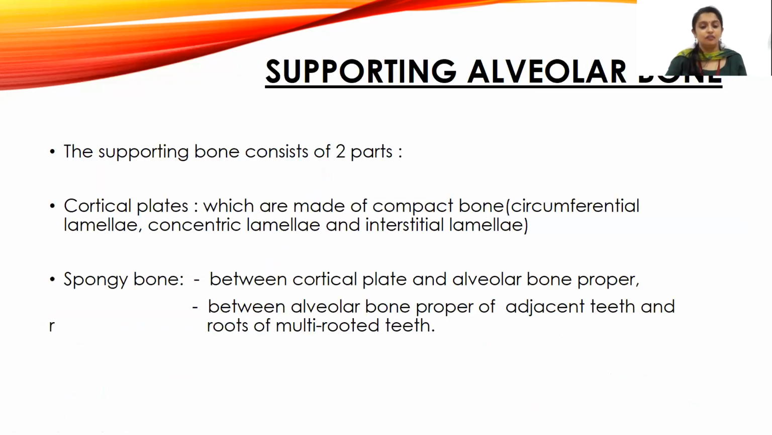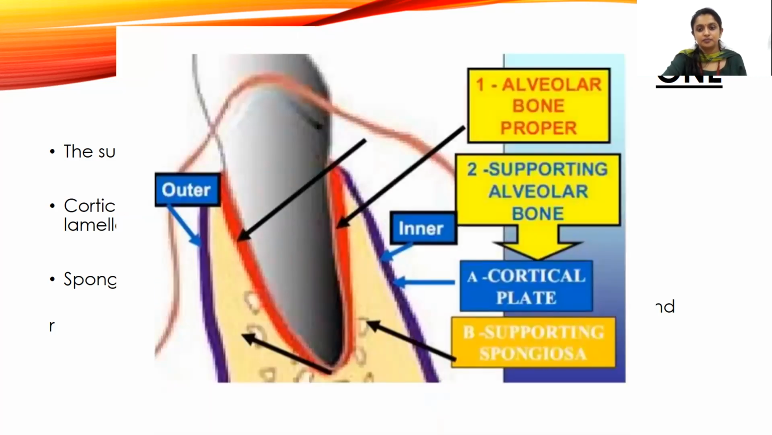Coming to the supporting alveolar bone, the supporting bone consists of two parts: the cortical plate, which is made up of compact bone, and the circumferential lamellae, so concentric lamellae and interstitial lamellae, all of which form the compact bone. Spongy bone is found between the cortical plate and the alveolar bone proper, as you've seen in the picture, and it is also found between the alveolar bone proper of the adjacent teeth of multi-rooted teeth. So this is the alveolar bone proper, and here you can find the supporting bone.